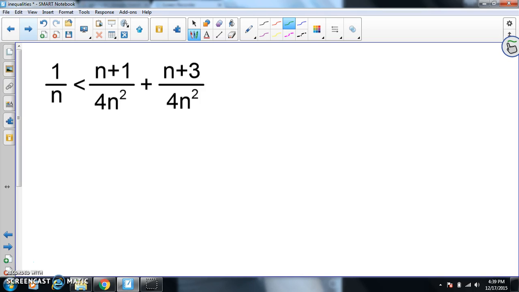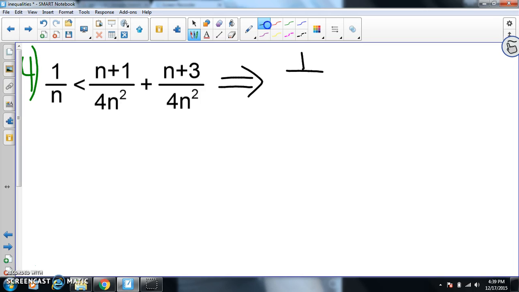So make sure we have this all copied down, and we'll get to our example. This is number 4 from the worksheet we had in class today. So, first thing I'm going to do is rewrite my inequality as an equation.